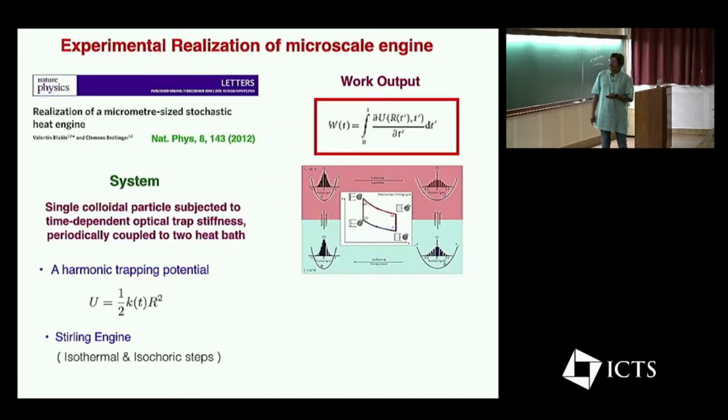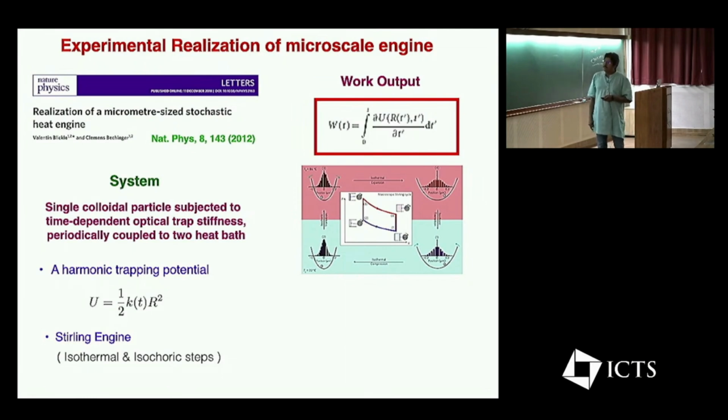The experimental realization of such a microscale engine was done in the seminal experiment by Blickle and Bechinger. Essentially, they took a single colloidal, micron-sized particle that was subjected to a time-dependent optical trap potential, which was periodically coupled to two heat baths. The working substance here is this micron-sized bead in the optical trap, with a harmonic trapping potential of this form, and then you have this work output. They managed to generate the analog of a Stirling cycle, where you have two isotherms connected with isochoric processes.